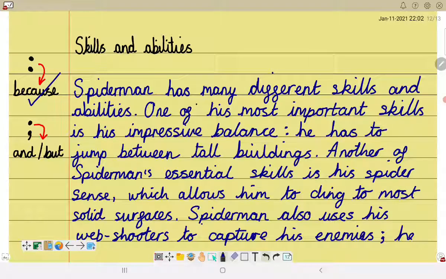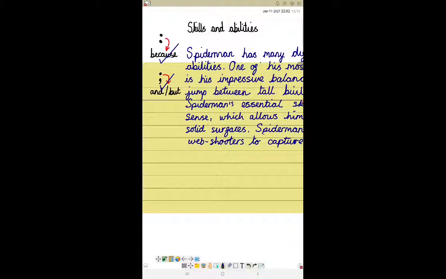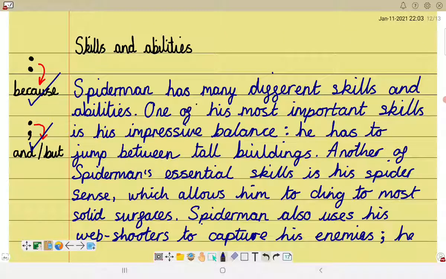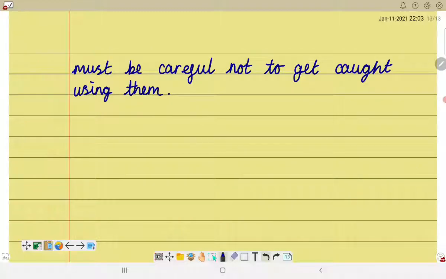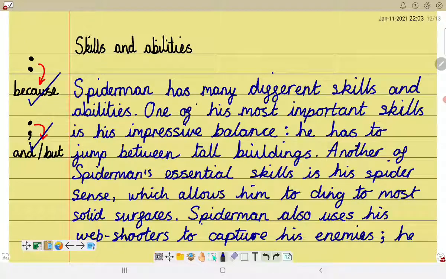Okay, so I've now used a semicolon as well, so I'm going to tick that off in the margin, and I'm going to read through the paragraph again to check that it makes sense. So, Spider-Man has many different skills and abilities. One of his most important skills is his impressive balance. He has to jump between tall buildings. Another of Spider-Man's essential skills is his spider sense, which allows him to cling to most solid surfaces. Spider-Man also uses his web shooters to capture his enemies. He must be careful not to get caught using them. Okay, so I'm quite happy with that now, because I've written about his skills and abilities, and I've used a colon and a semicolon, and it all makes sense.